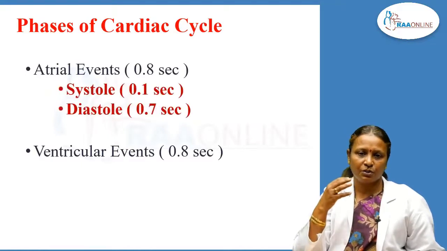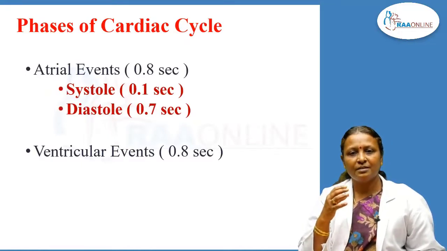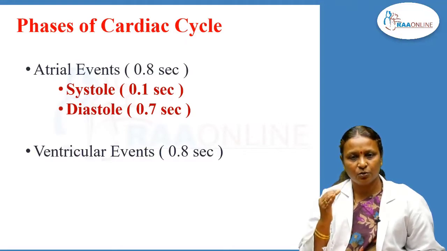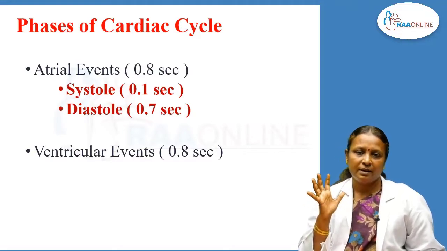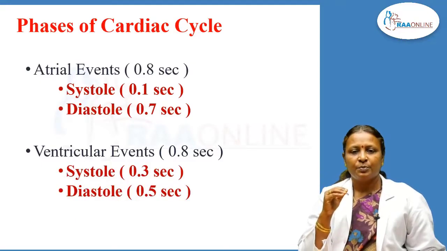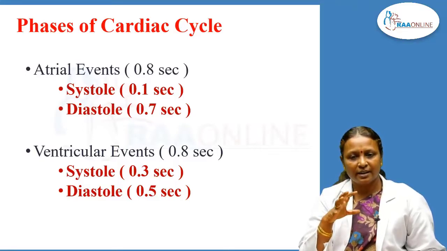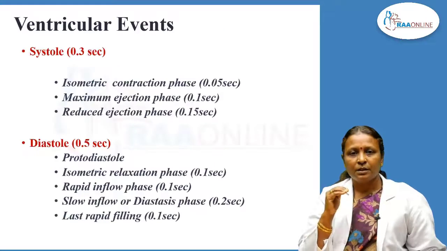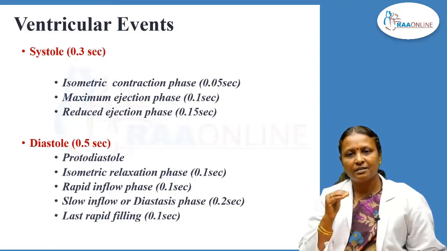In the atria, you have systole and diastole. The atria spends just 0.1 seconds in systole. Most of the time is in the diastole. The ventricle spends 0.3 seconds in systole and the ventricular muscle is in the diastolic phase for 0.5 seconds. Systole is divided into 3 phases and diastole is divided into 5 phases. In the systole, this 0.3 seconds is shared by the isometric contraction phase, which is the shortest, 0.05 second. Then comes the maximum ejection phase and the reduced ejection phase.